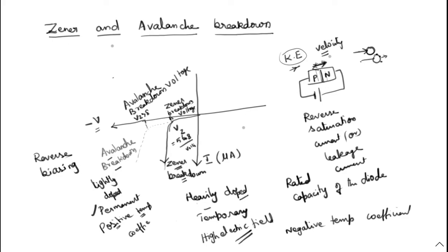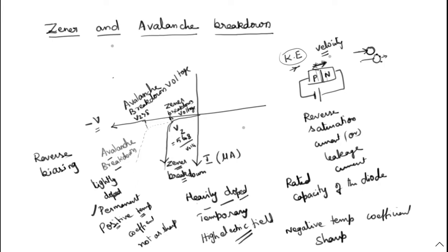If you see the VI characteristics, Zener breakdown has a sharp curve, but the avalanche breakdown curve is not as sharp. This is another difference. And as I already said, Zener breakdown occurs in heavily doped materials and avalanche breakdown occurs in lightly doped materials. So these are the comparisons.